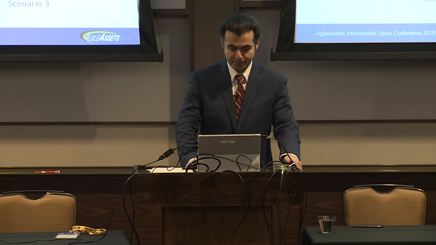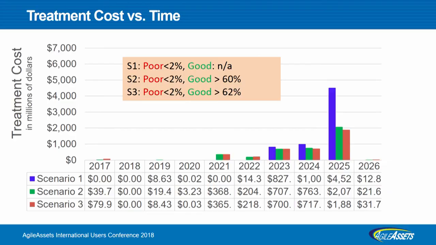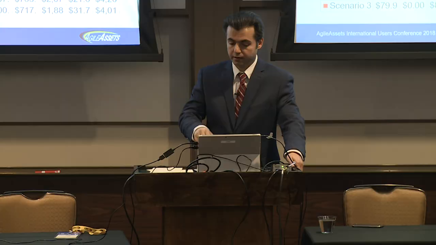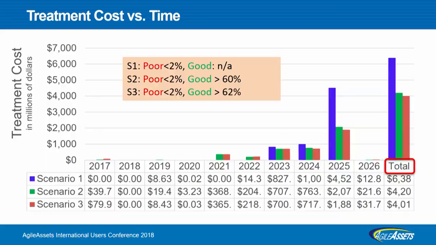So let's see how much it cost us over time. So this is the treatment cost over 10 years, and in early stage, the cost of scenario one is almost none. But after a while, it goes up. So this is the total cost: in scenario one, we have something around $6 billion, and in scenario two and three, we have $4 billion. So let's see how the cumulative cost is over time.